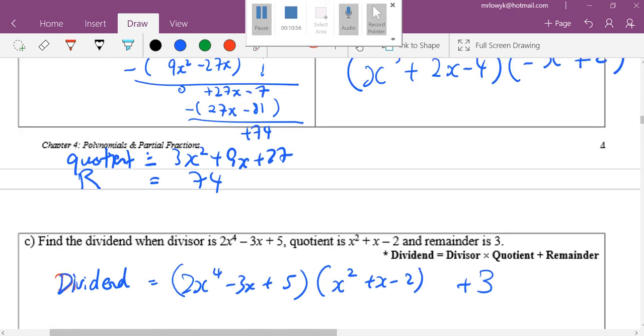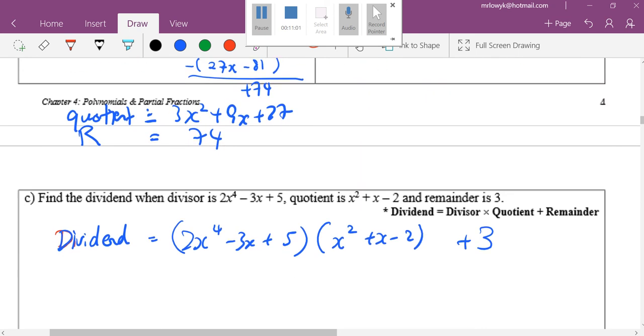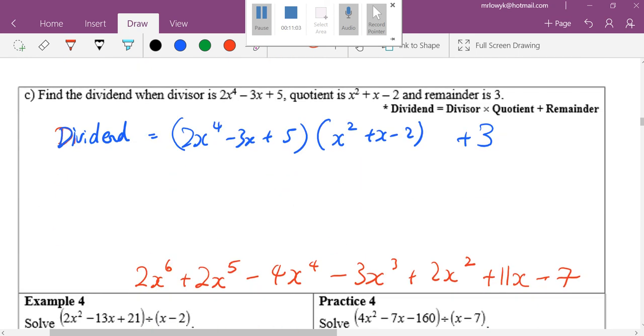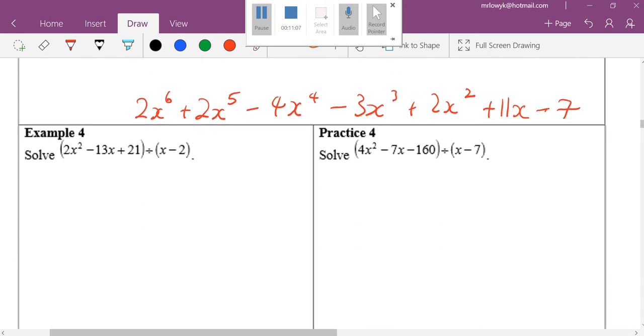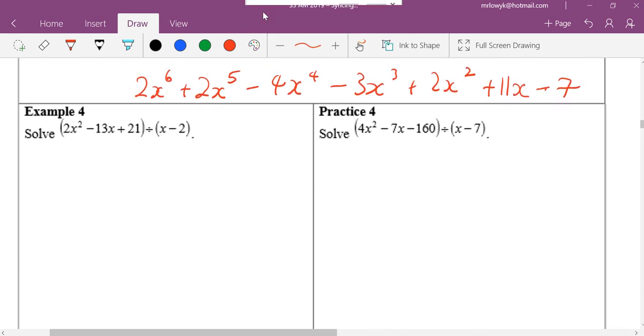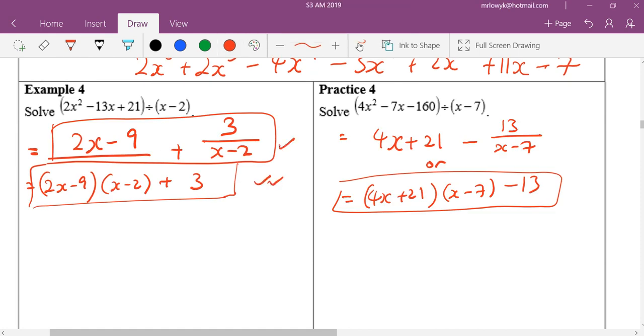Alright, class. For B, this is the answer, the one in red. For C, the one in red is the answer. Seems like nobody disputes. Can you pause and go to D now? Example 4, I'm sorry. So example 4, this is the answer. But can everyone do it this way?